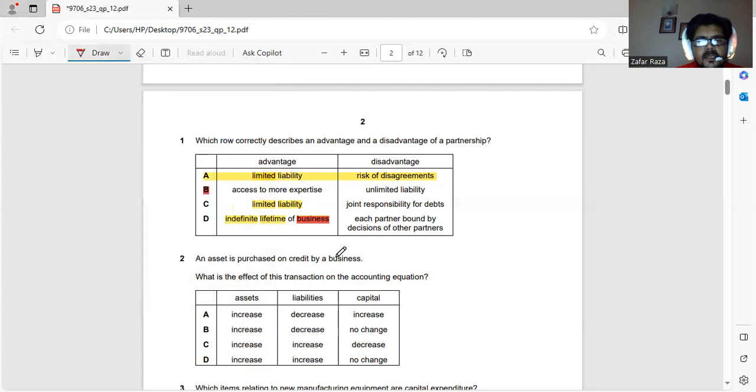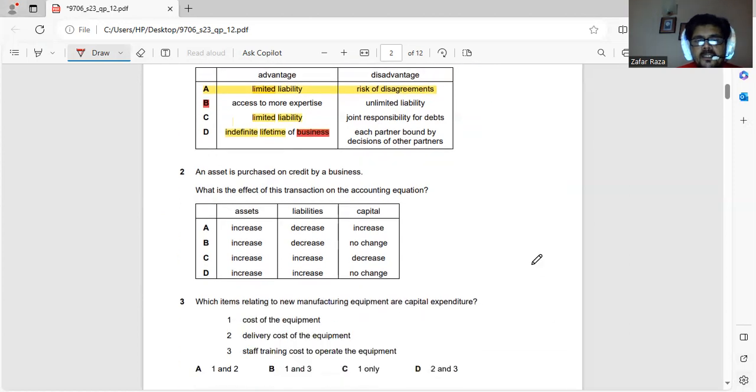Okay. Now come to second option, second MCQ. An asset is purchased on credit by a business. What is the effect of this transaction on accounting equation? When we buy any asset on credit, asset increases. Liabilities are also increased. And it has no effect on capital, so D option is going to be the answer. This transaction is not going to affect capital. So it means D option should be the answer.